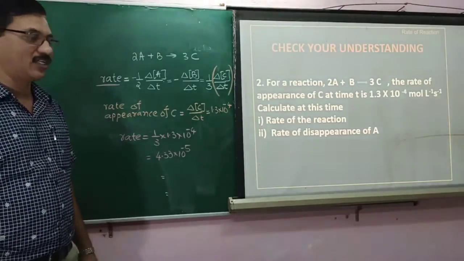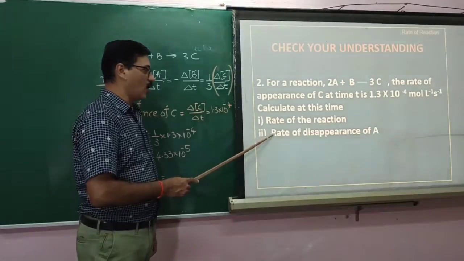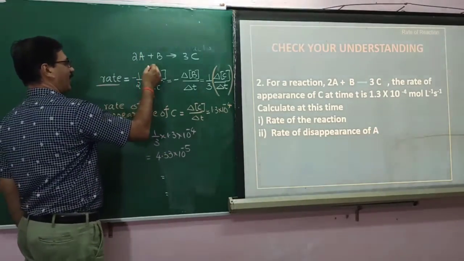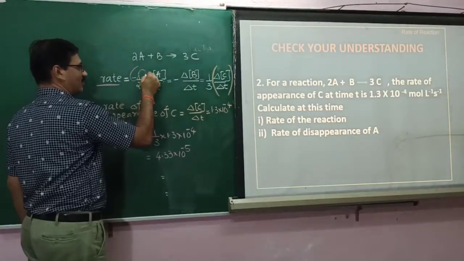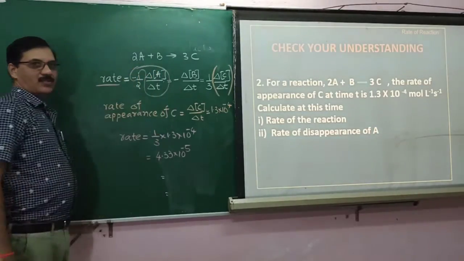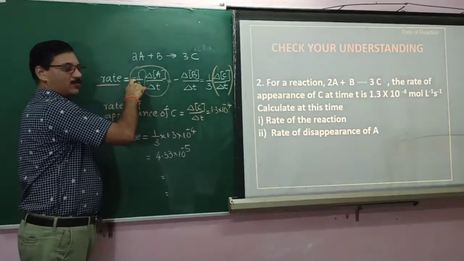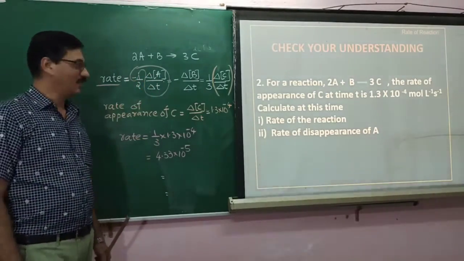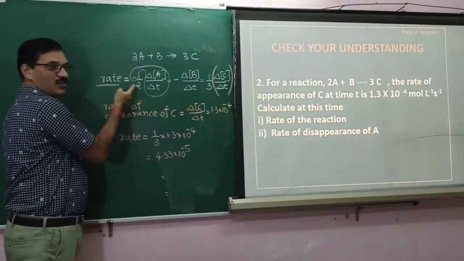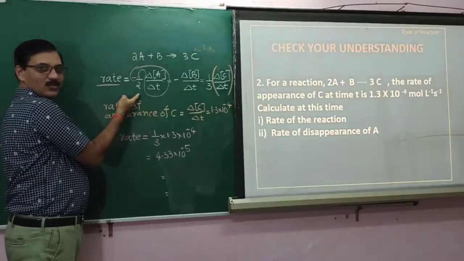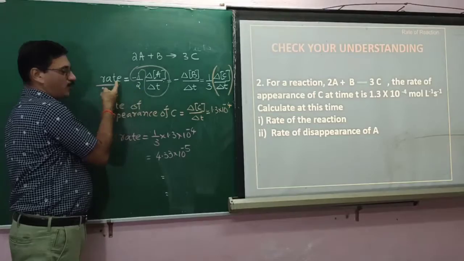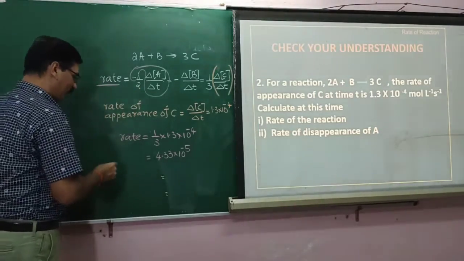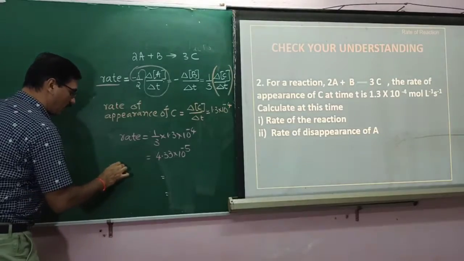Now another question is the rate of disappearance of A. What is the rate of disappearance of A? Disappearance, negative sign. This is what is being asked. This is nothing but twice the rate. This 2, if you bring it here, it will be 2 into rate. Twice the rate.